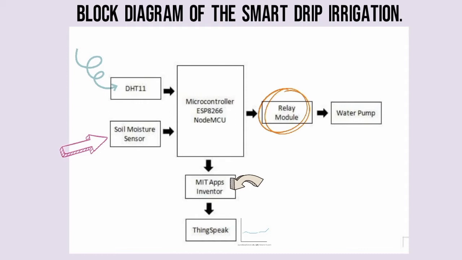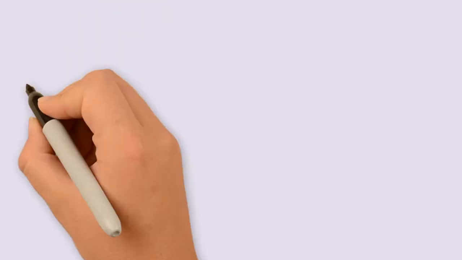In ThingSpeak, we create 3 field charts. The field 1 chart is the soil humidity, the field 2 chart shows the environment temperature, and the last one, the field 3 chart, shows the environment humidity.